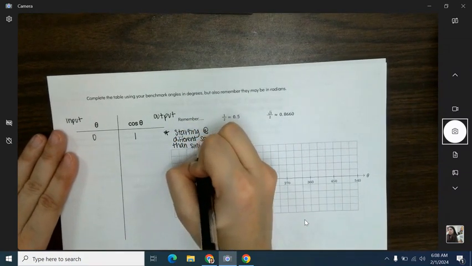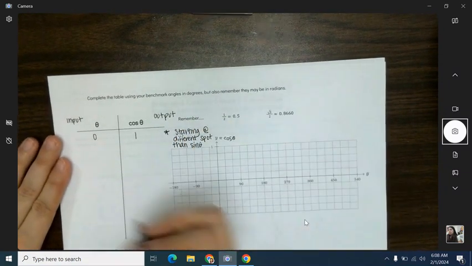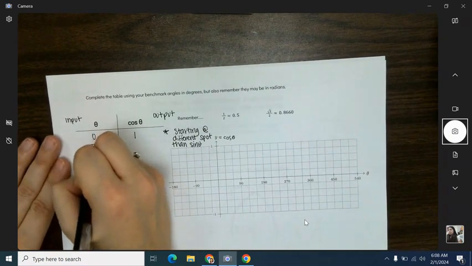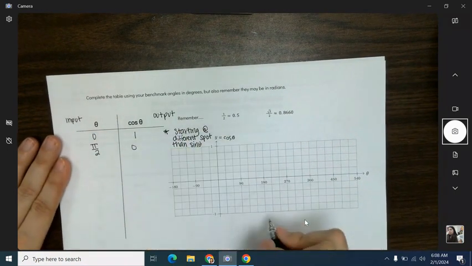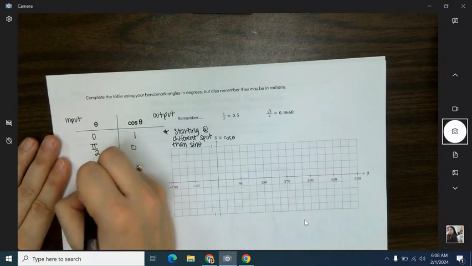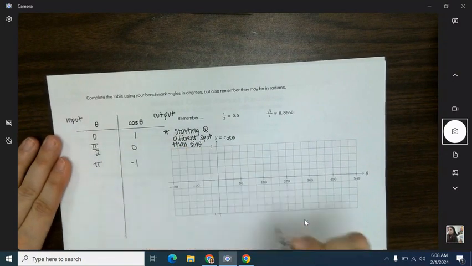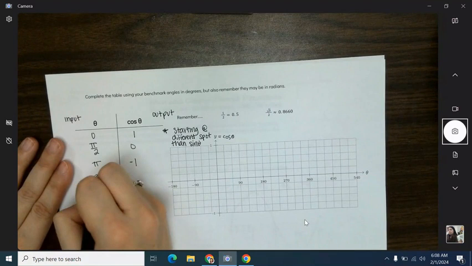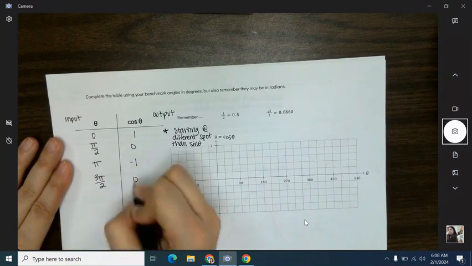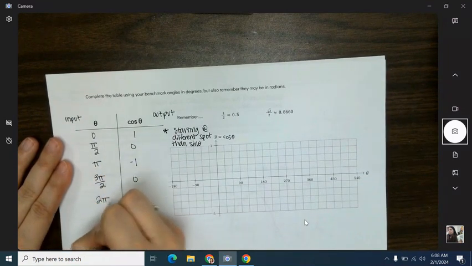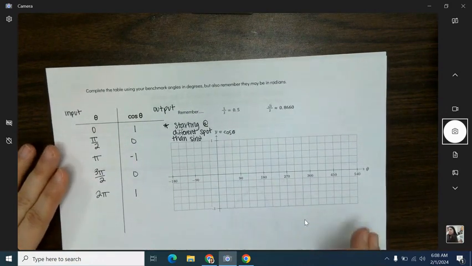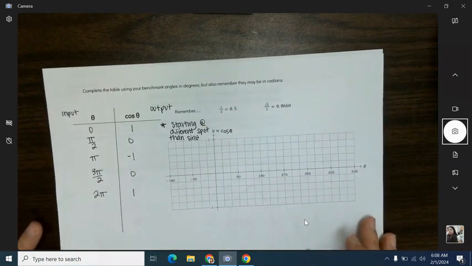Okay. At pi over 2, our x value is 0. At pi, our x value is -1. At 3 pi over 2, our x value is 0. And then at 2 pi, we are back at +1, right?